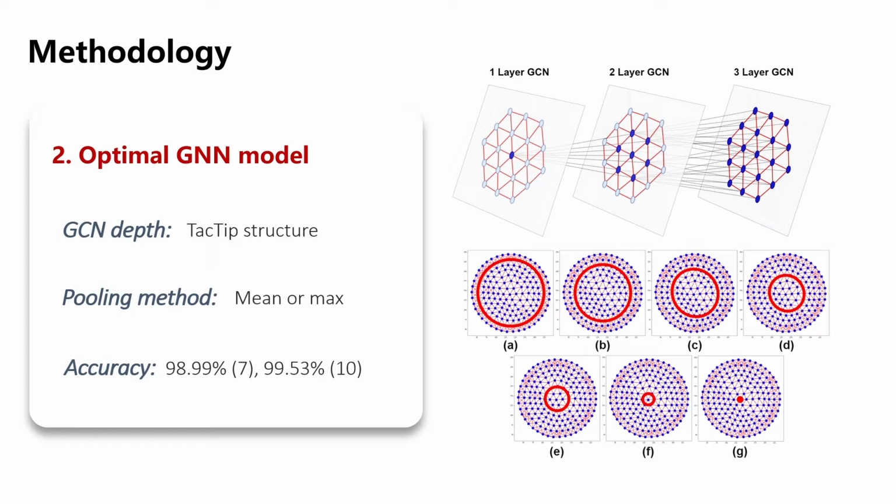As for the performance of the optimal GNN model, it can achieve quite a high level. For example, the 7 layers of GCN can achieve nearly 99% accuracy.